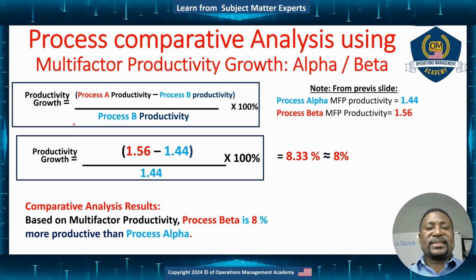We're going to do the same thing for process beta and alpha to compare multi-factor productivity. When we calculate multi-factor productivity growth to compare the two processes, we can see that, based on multi-factor productivity, process beta is 8% more productive than process alpha.